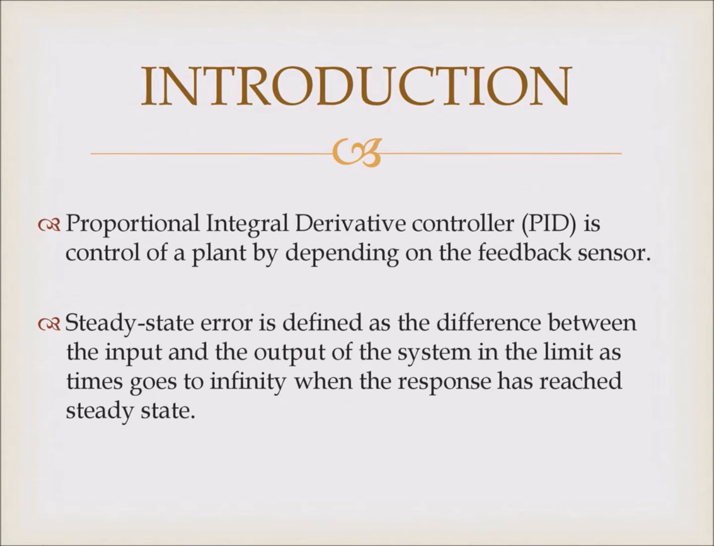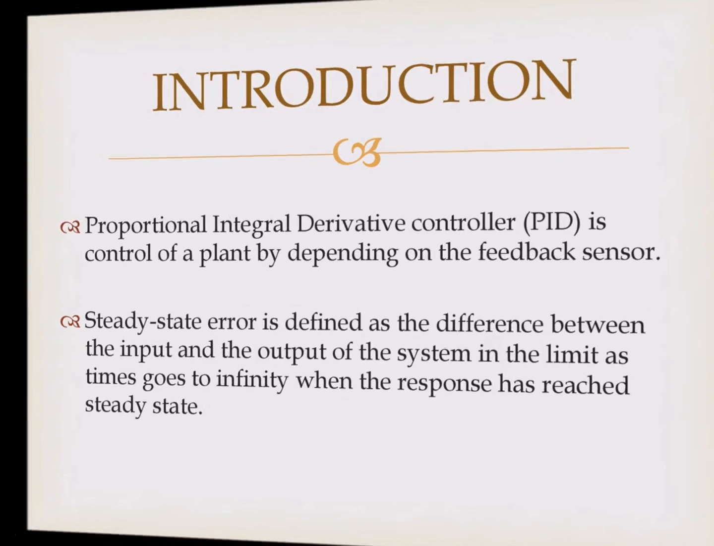A proportional integral derivative (PID) controller is a control mechanism used to control a plant by depending on the feedback sensor. A steady state error is defined as the difference between the desired value and the actual value of a system when the response has reached the steady state. We can calculate the steady state error of the system by using the final value theorem.